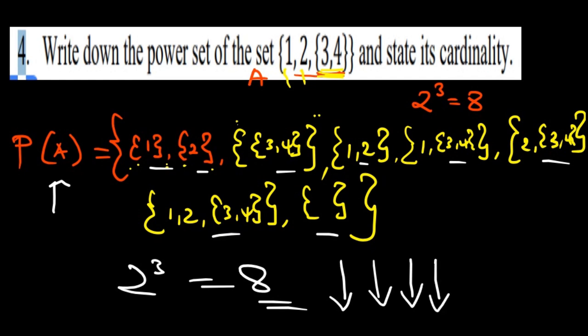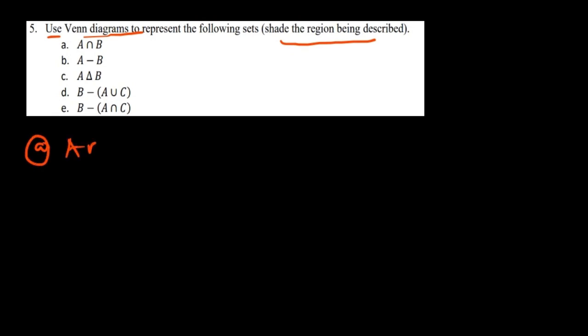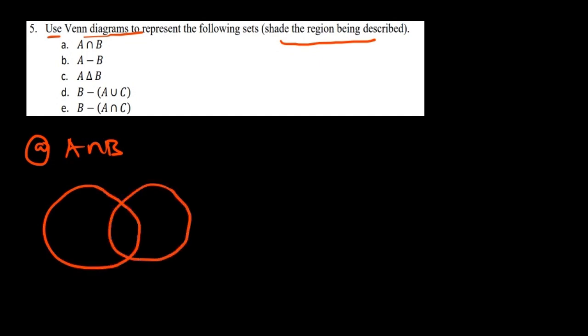Alright, let us look at question number 5 from your tutorial sheet. Okay, so question number 5, they're saying use Venn diagrams to represent the following sets. Shade the region being described. Okay, so the first one, we are having A intersection B. So this is the simplest, right? So we are going to draw 2 circles that are overlapping. So this is my B, this will be my A.